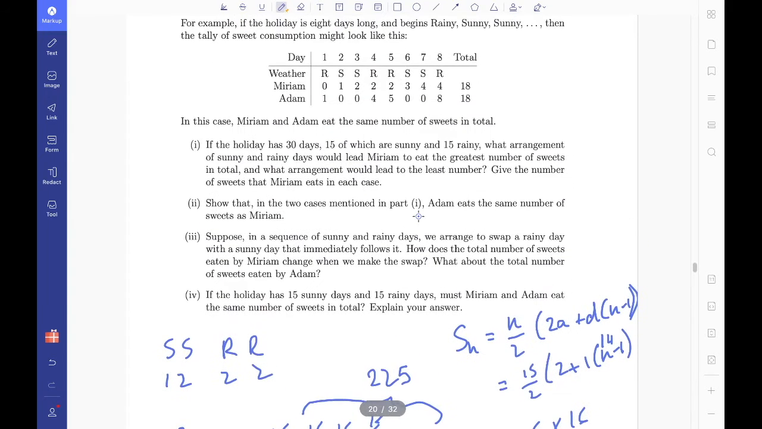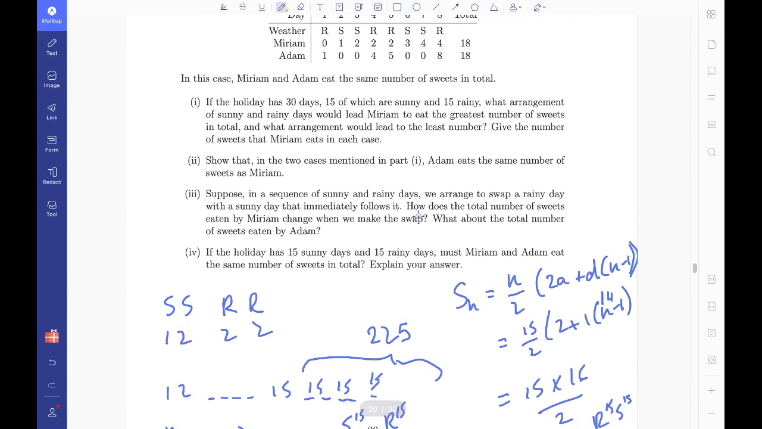Suppose in any sequence of sunny and rainy days, we arrange to swap a rainy day with a sunny day that immediately follows it. How does the total number of sweets eaten by Miriam change when we make the swap? What about the total number of sweets eaten by Adam?